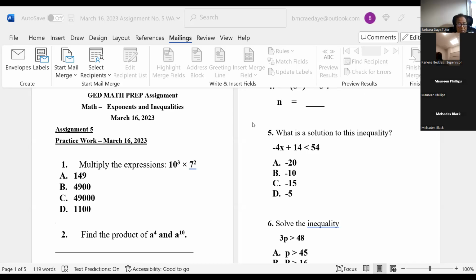Okay, so we will go over the assignment that I gave you that was optional. And then we will continue our inequalities, the single step, and we'll do some multi-steps. And we've done some before. And hopefully we'll get to some word problems on inequalities. So let's start with number one.